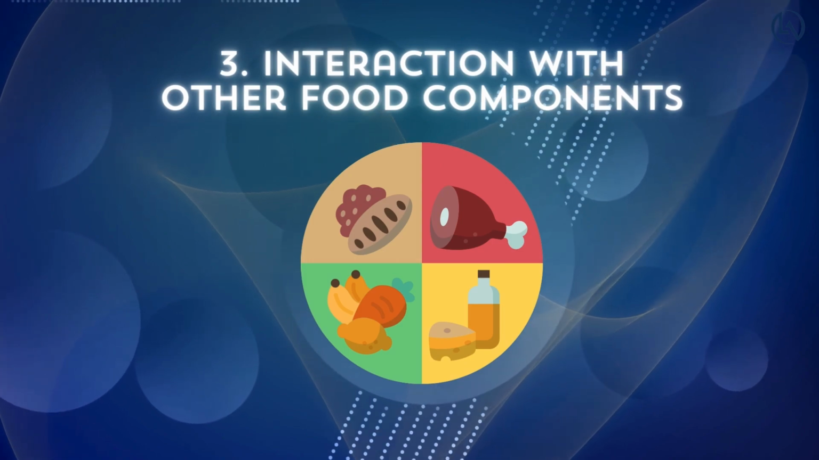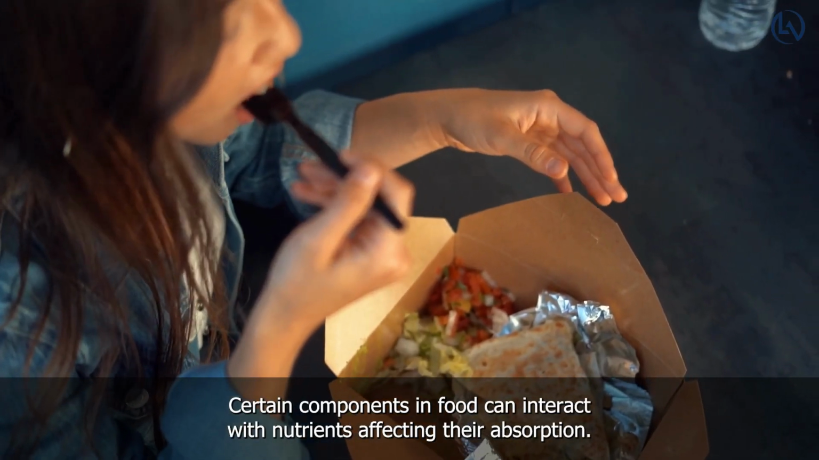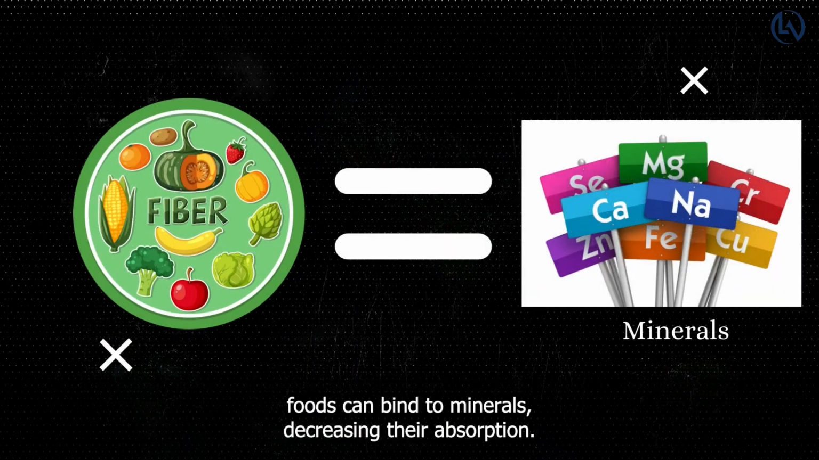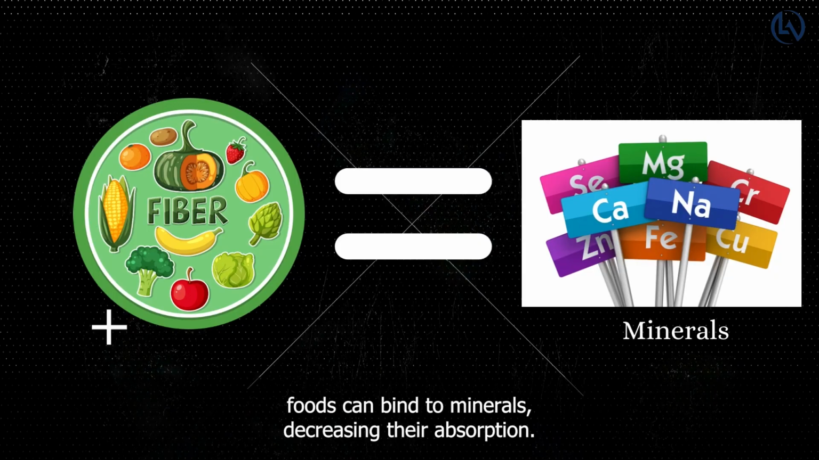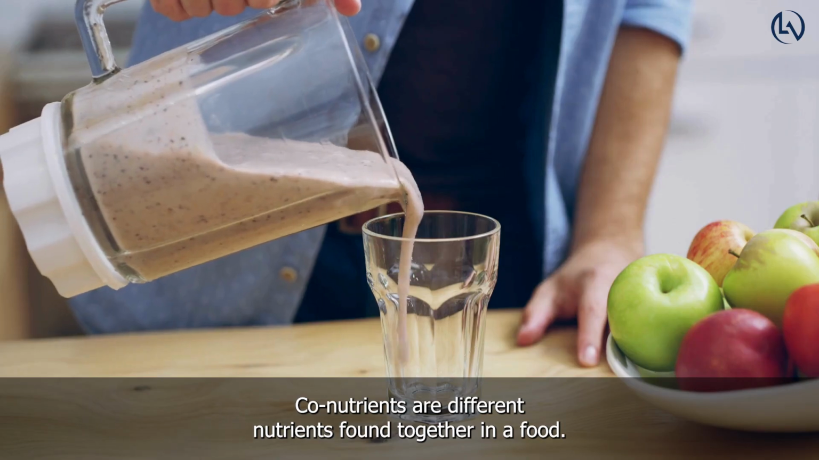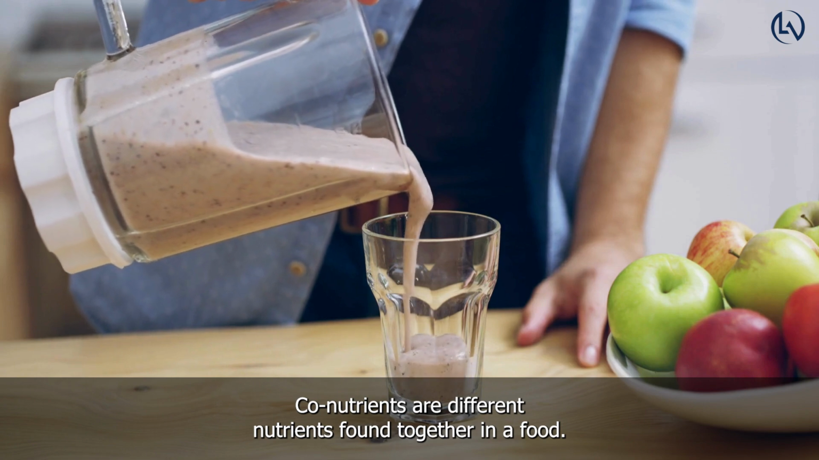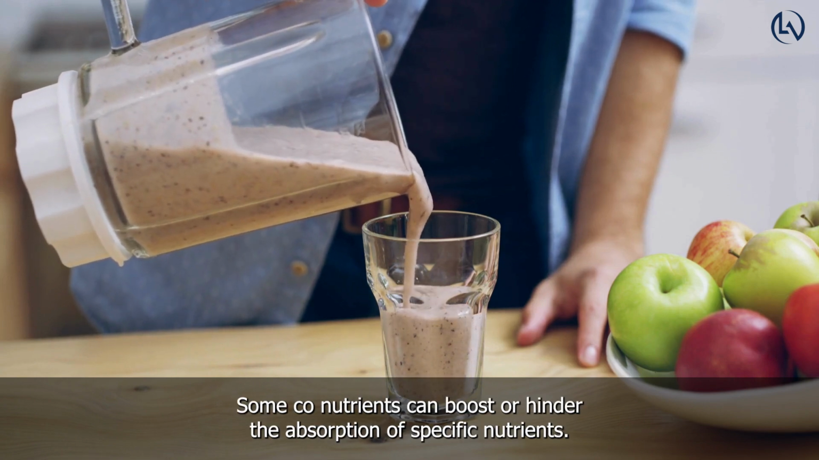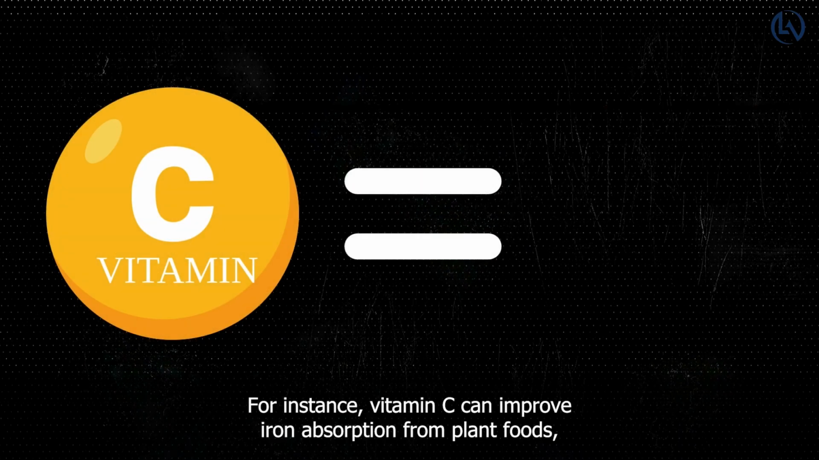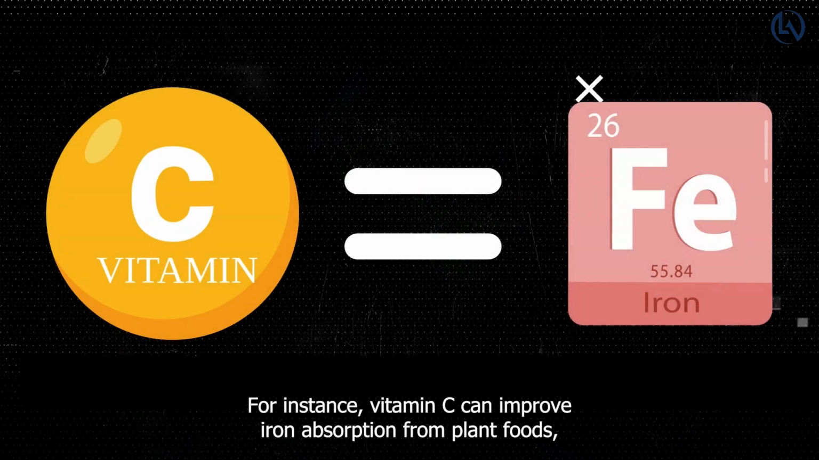Interaction with other food components. Certain components in food can interact with nutrients, affecting their absorption. For example, fibers or phytates in plant foods can bind to minerals, decreasing their absorption. Presence of co-nutrients. Co-nutrients are different nutrients found together in a food. Some co-nutrients can boost or hinder the absorption of specific nutrients. For instance, vitamin C can improve iron absorption from plant foods.